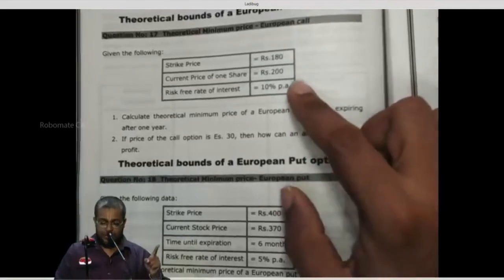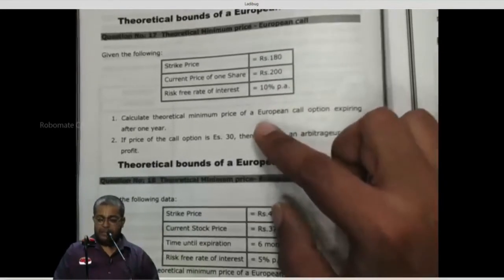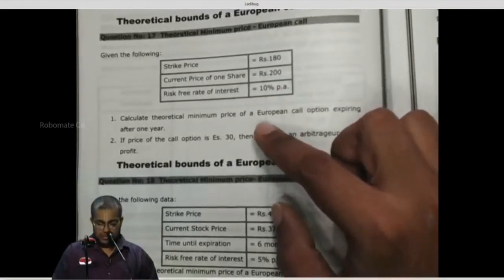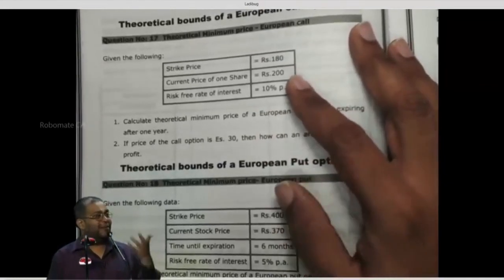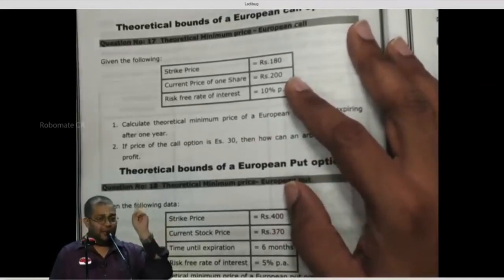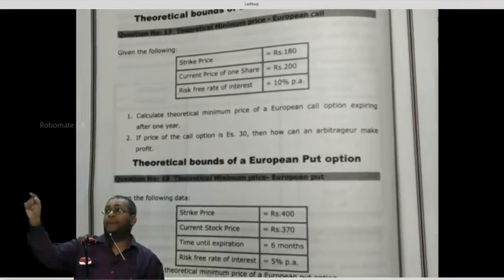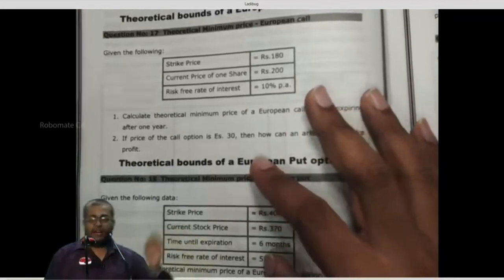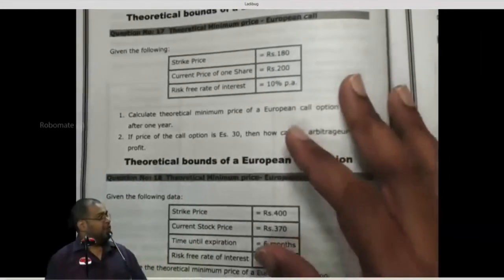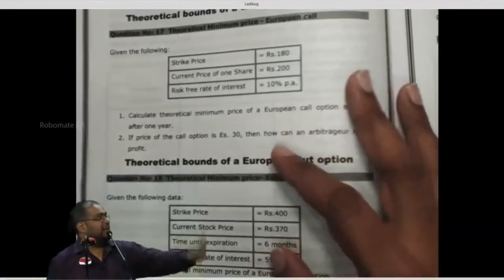A call option with what strike price? Sorry, 180. I wrongly saw the portal. Strike price 180, maturity 1 year, and they are quoting a premium of 30. Now we should know whether the 30 premium is right or wrong. Is there any scope for making an arbitrage profit? That is the subject matter of discussion.